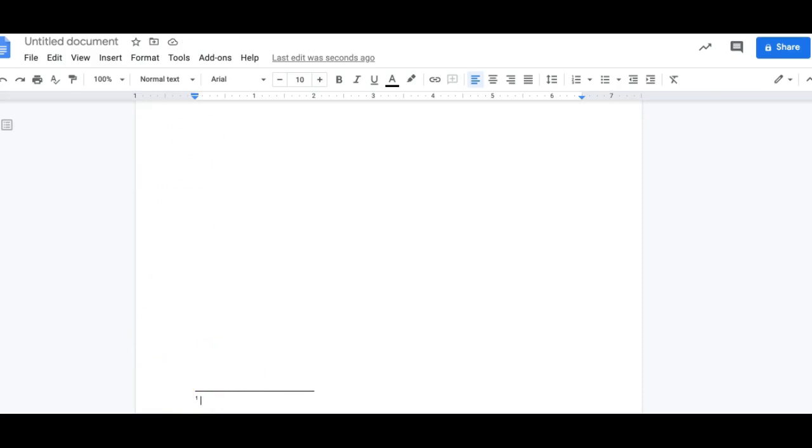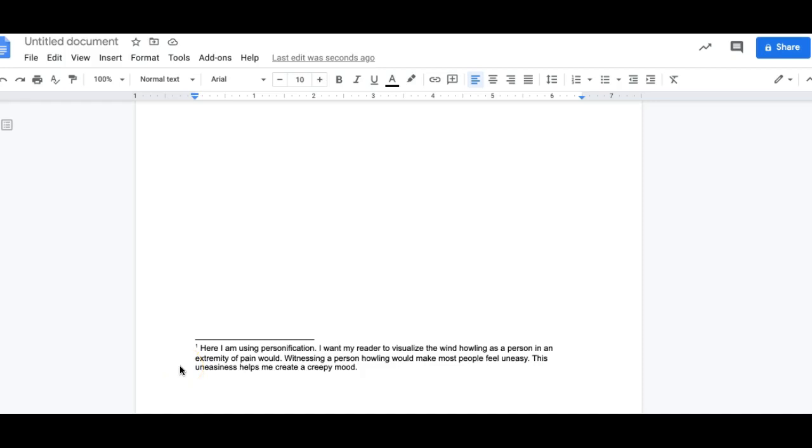Now, the 2 most important things to make sure you're including in the footnote are that you identify the strategy, and you also explain the intended impact. So here's an example of what this student could have written. Here I am using personification. I want my reader to visualize the wind howling as a person in an extremity of pain would. Witnessing a person howling would make most people feel uneasy. This uneasiness helps me create a creepy mood.